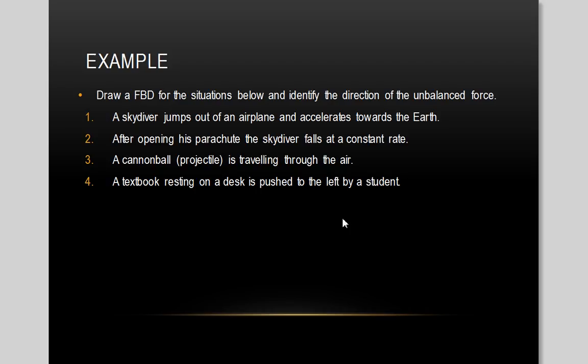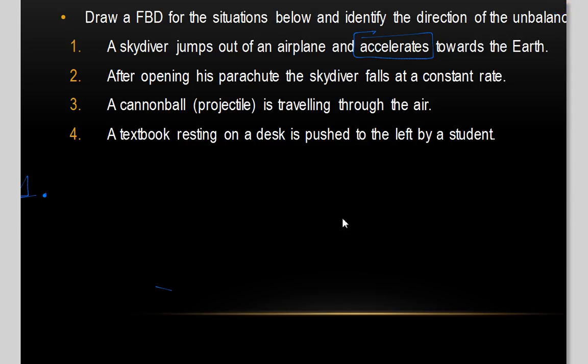Okay, let's do this. Draw a free body diagram, and then I'll let you guys try this worksheet. Okay, a skydiver jumps out of the airplane and accelerates towards the earth. So for number 1, and I want you to get into this habit when you draw your free body diagrams, the first thing to think about is: is the acceleration 0 or not? It's accelerating, so the acceleration is not 0. Therefore, the forces are unbalanced. And the skydiver is falling which way? Down. So he's accelerating down.